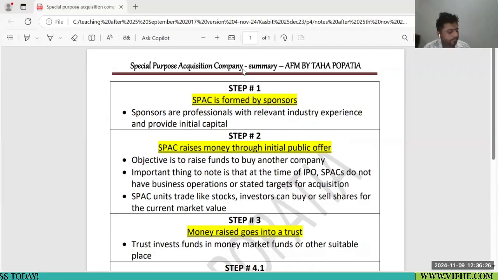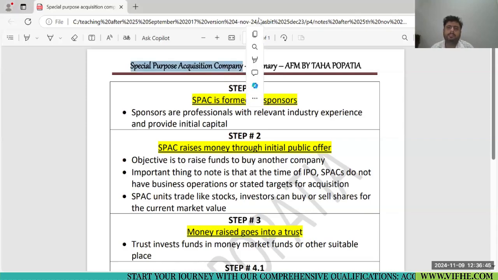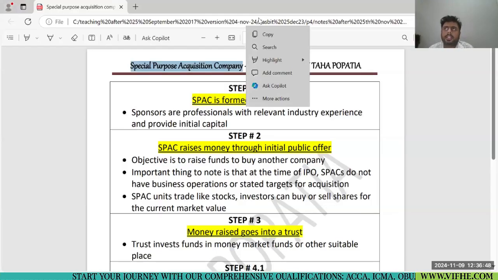Okay, now this is one more thing. SPACs were recently added to your syllabus, a theoretical area which you must know. So what is a SPAC? These are special purpose acquisition companies. These are companies specially formed to acquire another company. They don't have their own business. They are going to acquire someone else. They were formed to gather funds and acquire someone else.